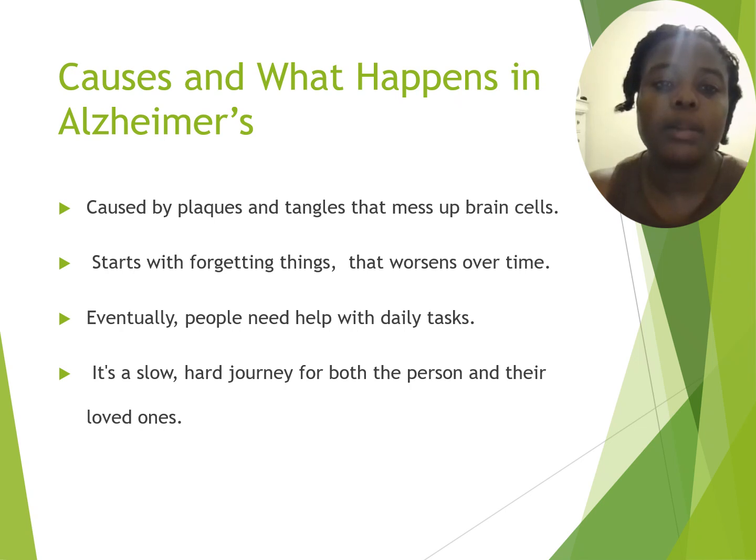Alzheimer's is caused by things called plaques and tangles that mess up the brain cells. At first, people just forget small things, but over time, it gets worse. Eventually, they need help doing things every day, like eating or getting dressed. This journey is tough, not only for the person who has it, but also for their families.